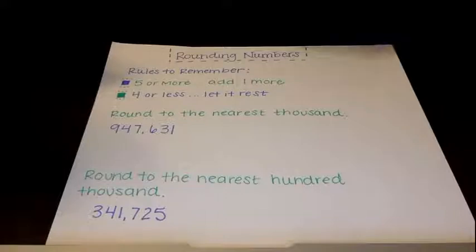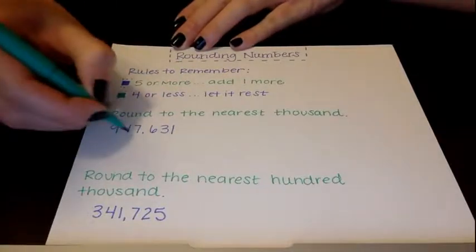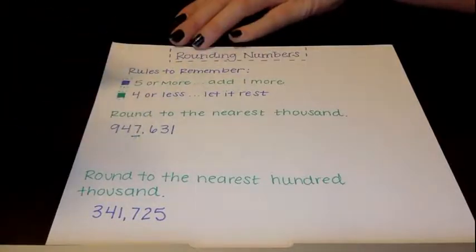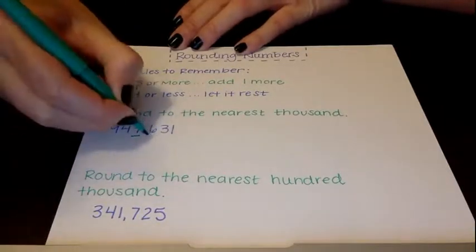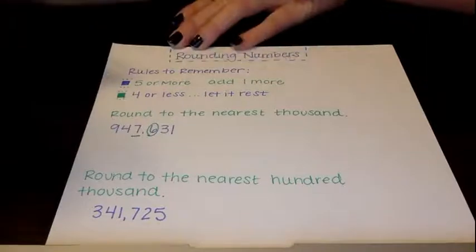We have 947,631. First thing I need to do when I round is identify what place value I'm rounding to. My question asks me to round to the nearest thousand, so I'm rounding to the thousands place. I'm going to underline the digit in the thousands place so I know that's where I'm going to round. Then I'm going to circle the digit directly to its right.